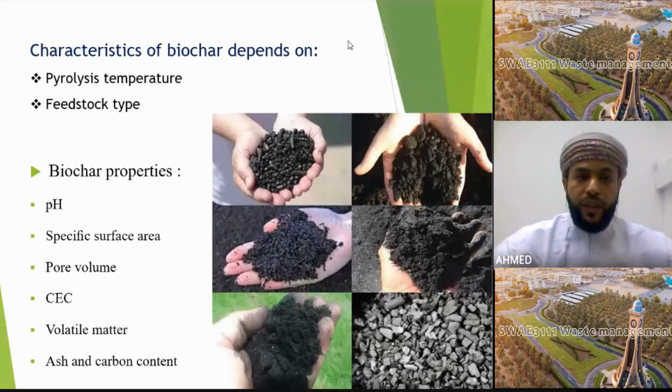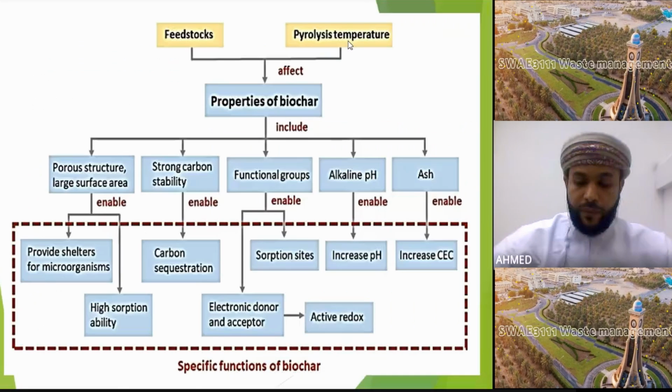So there are two main factors that affect the biomass when we convert it to biochar. The pyrolysis temperature can affect the characteristics of the biochar, and so can the feedstock type. So properties like pH, specific surface area, pore volume, cation exchange capacity, volatile matter, ash and carbon content depend on the pyrolysis temperature and feedstock types. And these properties can enable some other specific functions of a biochar.